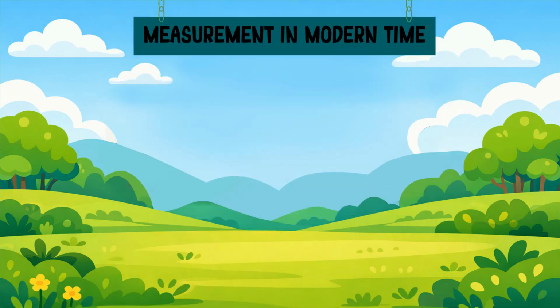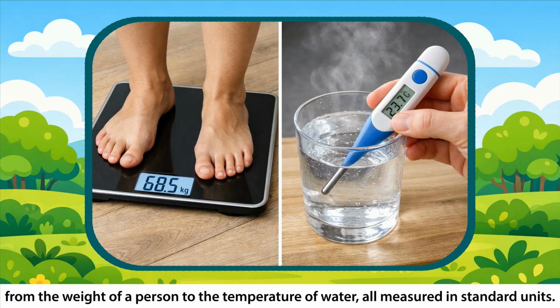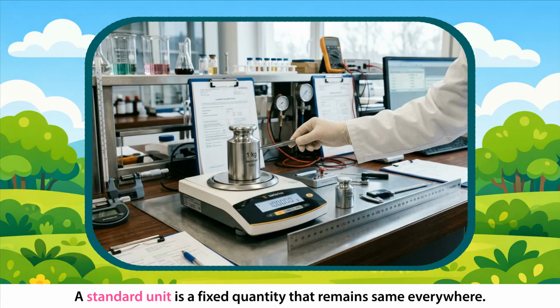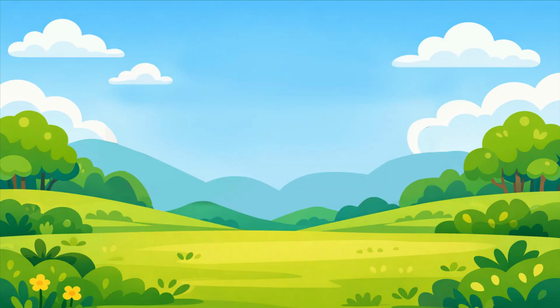Measurement in modern time. Today, we use tools to measure almost everything, from the weight of a person to the temperature of water, all measured in standard units. A standard unit is a fixed quantity that remains same everywhere. Let us learn the different kinds of measurements.